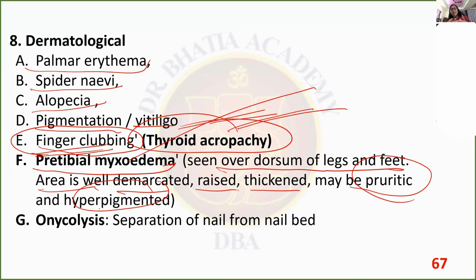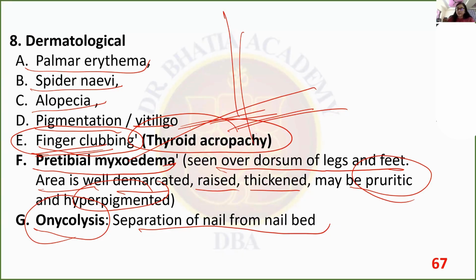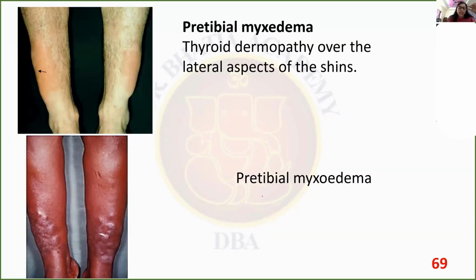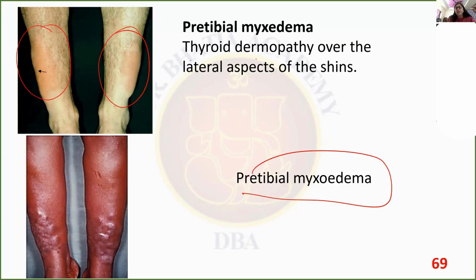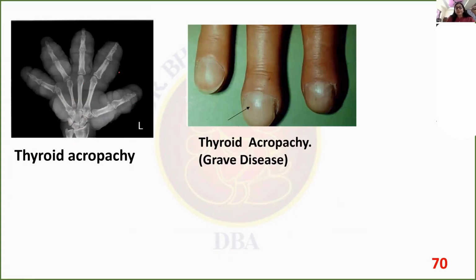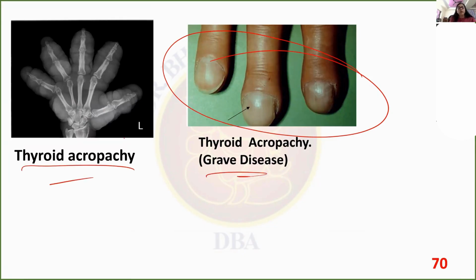Then there is separation of the nails from the nail bed, that is onycholysis. Separation of the nail from the nail bed. So these are the skin changes. This is your pretibial myxedema. This is a typical pretibial myxedema. You will find thyroid dermopathy over the lateral aspects of the shin. This is a very severe case, but normally this is what we see, the pretibial myxedema. And this is the acropachy. You will find clubbing of the nails. And if you look at the X-ray, there will be soft tissue swelling.